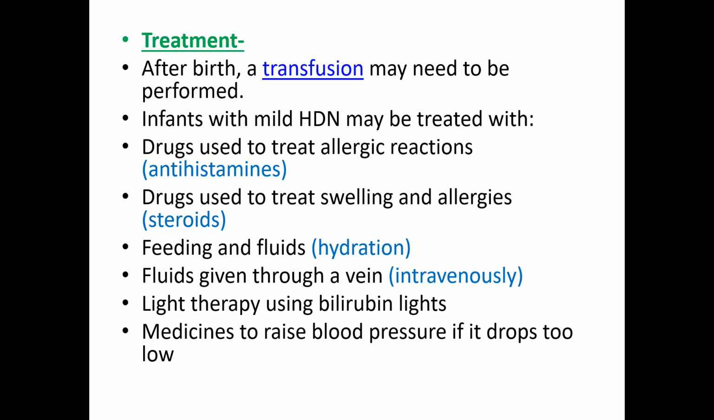Okay, an infant with mild hemolytic disease may be treated with drugs for allergic reaction like antihistamines, drugs used to treat swelling and allergy, steroids, feeding, and fluid hydration. Fluid given through the vein, and intravenous immunoglobulin. Then light therapy, using the bilirubin light: we place the baby under phototherapy. Medicine to raise the blood pressure if it drops too low. If the blood pressure falls too low, we have to immediately administer medication.